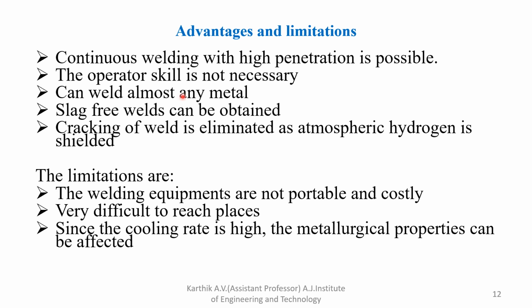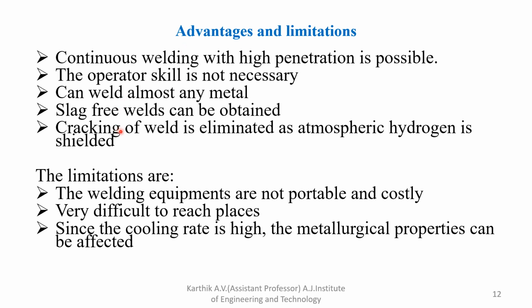What are the advantages and limitations of metal inert gas welding? Continuous welding with high penetration is possible. Operator skill is not necessary, so anyone can operate this type of machine. It can weld almost any metal. Slag-free weld can be obtained. Why is there no slag? Because the shielding gas itself acts as the flux, so slag is not produced. Cracking of weld is eliminated as atmospheric hydrogen is shielded. These are the advantages of metal inert gas welding.